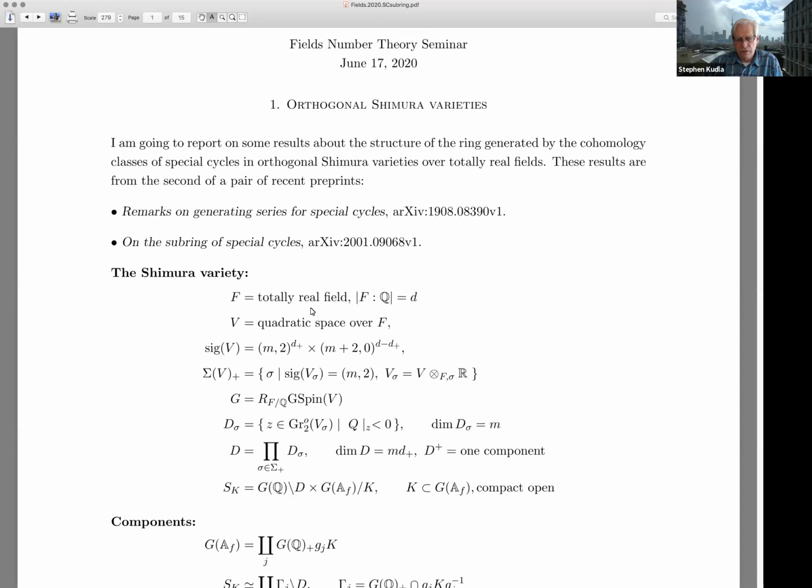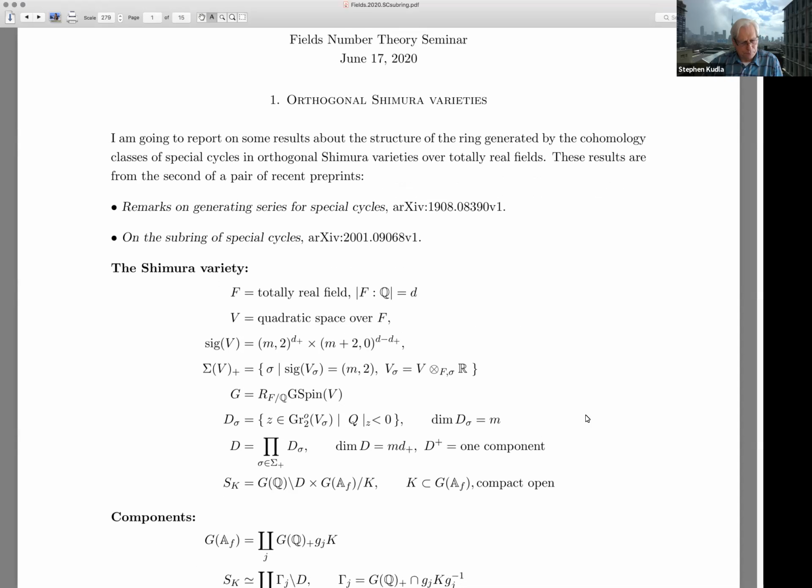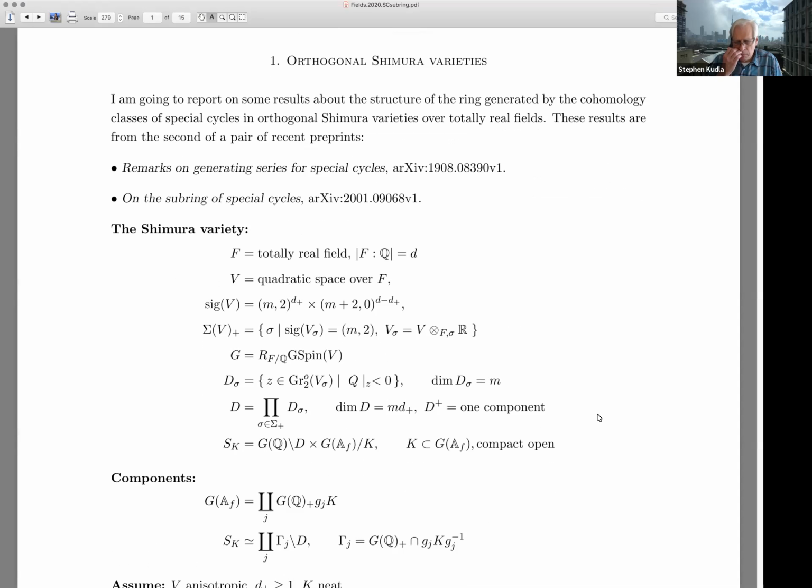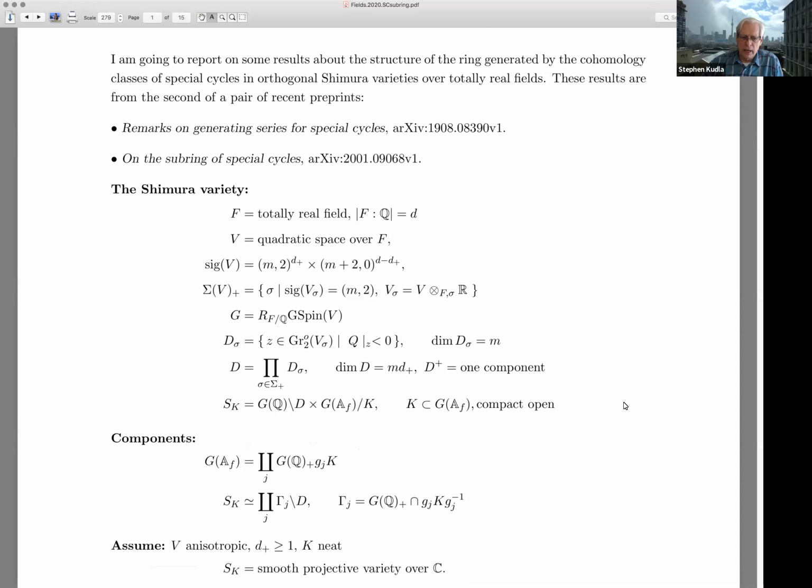So d is the degree of my totally real field. I have my quadratic space with this signature, so the dimension is m+2 over F. I'm going to let G be the restriction of scalars of the GSpin group. We're going to make a Shimura variety out of this.